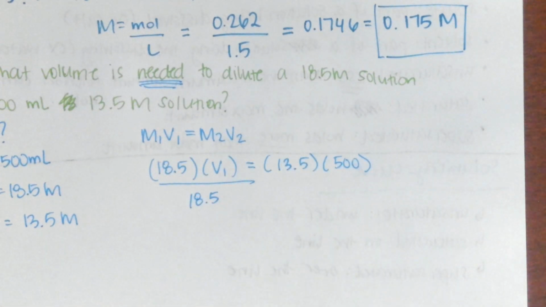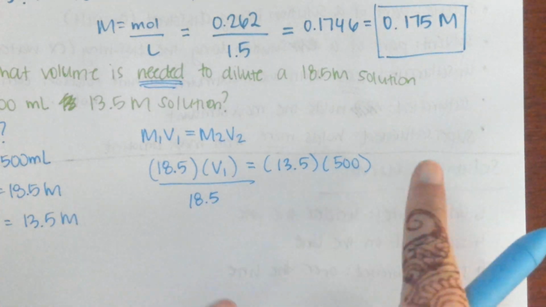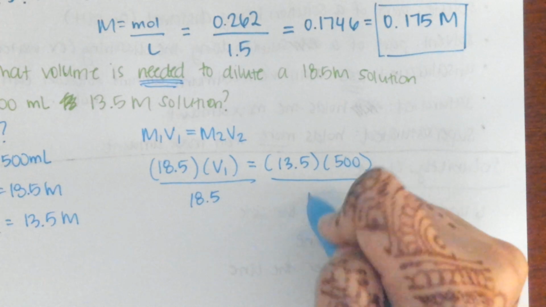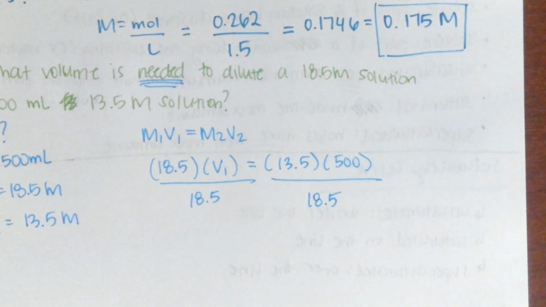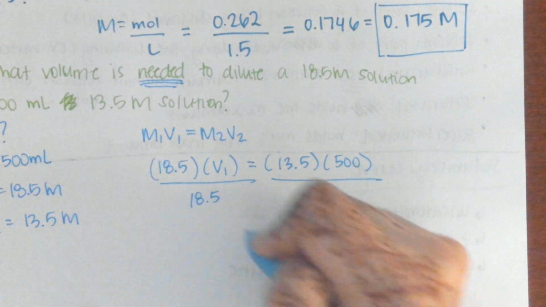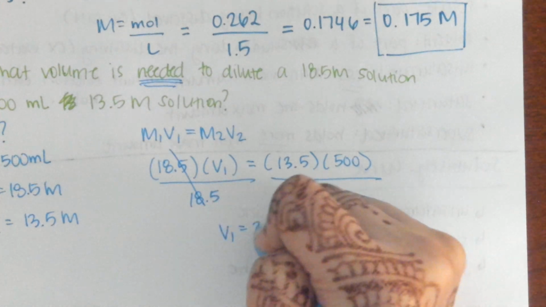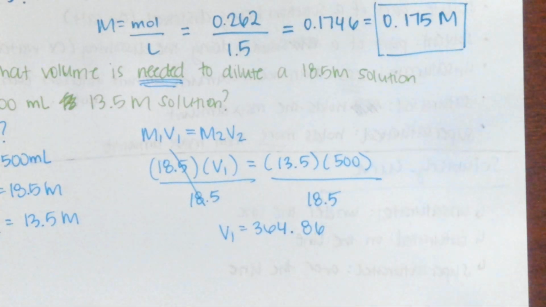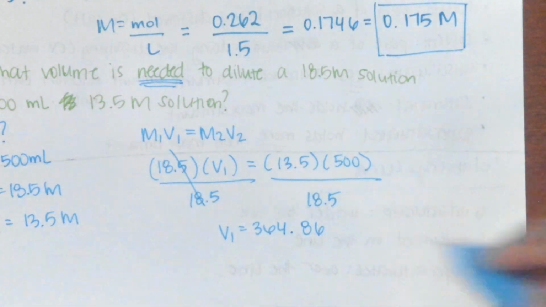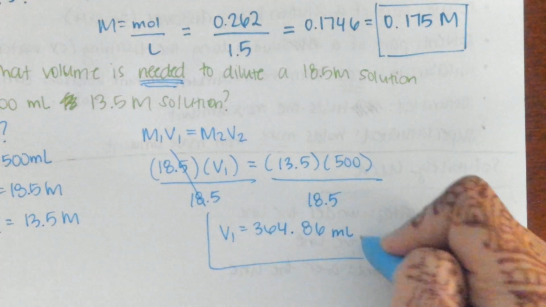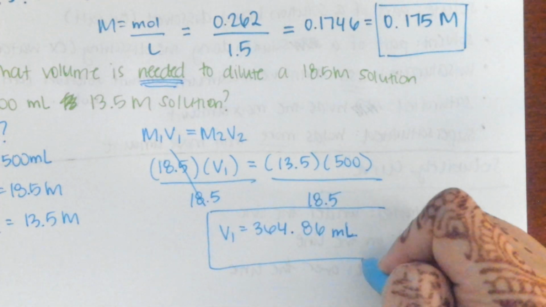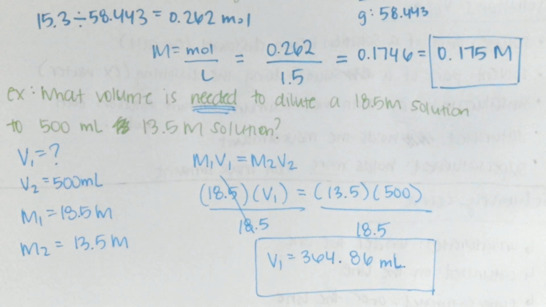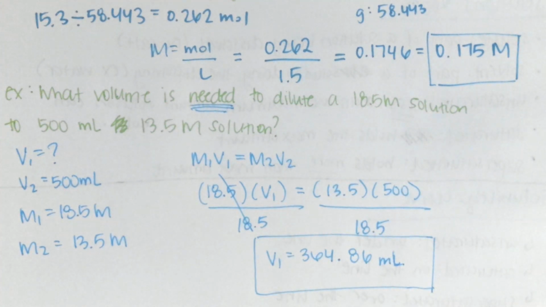Again, another thing I want to mention, don't ask me tomorrow, wait, do I divide it this way or this way? I'm not going to answer that, okay? You have to know this yourself. This is Algebra 1 stuff. Alright, so when you get your V1, it is 364.86 milliliters. Perfect. So is the first volume always going to be bigger or just like? It doesn't matter because it depends on your concentrations.